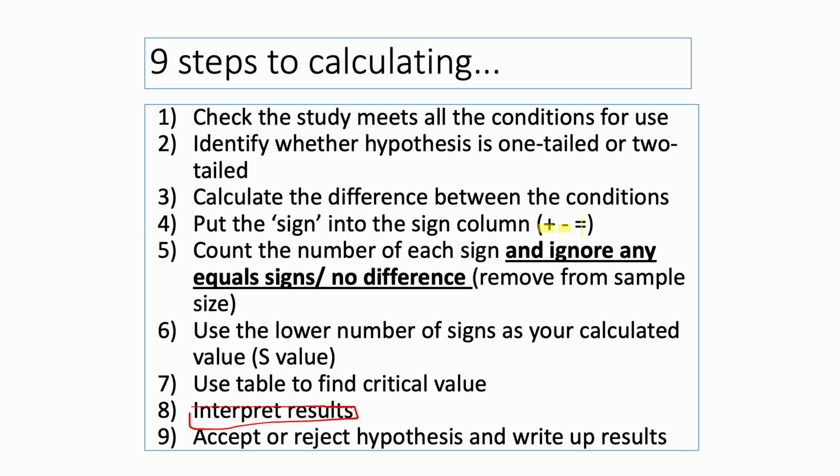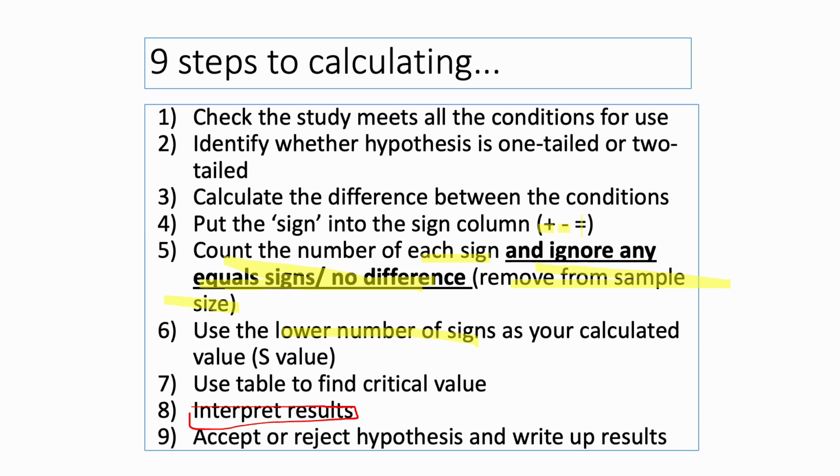Important to remember for your calculated value in the sign test, you count the number of each sign, you don't count the equals. If there's no difference, you've got to remove them from your sample size. So that will affect your N, which will affect what you're reading from the table. Then you need to learn this rule. The lower number of signs becomes your calculated value.